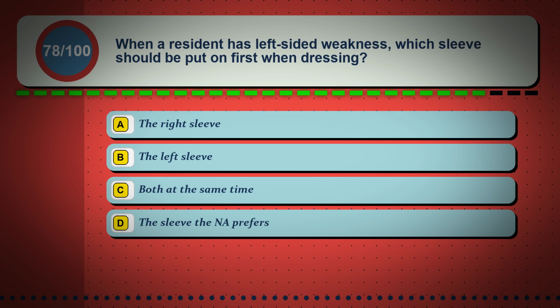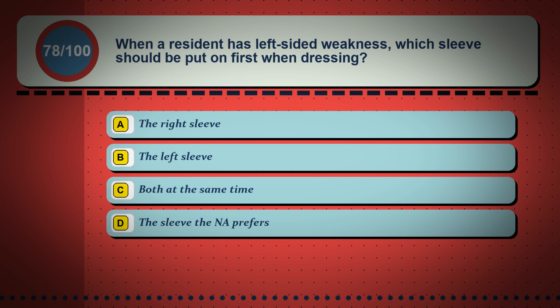Question 78. When a resident has left-sided weakness, which sleeve should be put on first when dressing? Option A, the right sleeve. Option B, the left sleeve. Option C, both at the same time. Option D, the sleeve the NA prefers.